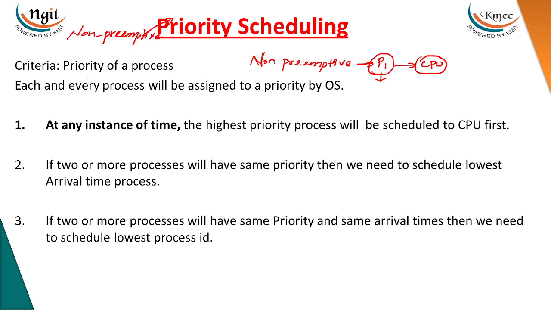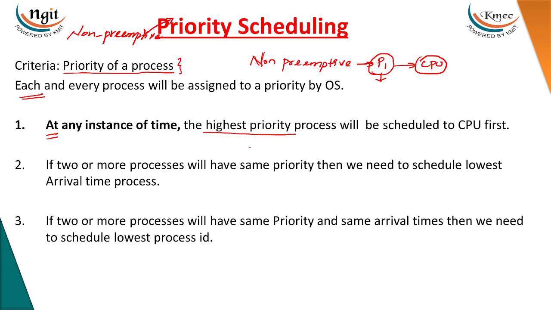So the criteria will be that every process will have a priority. Depending upon the category of the process, we'll assign some priority. At any instance of time, the process which has the highest priority will be scheduled first to the CPU.